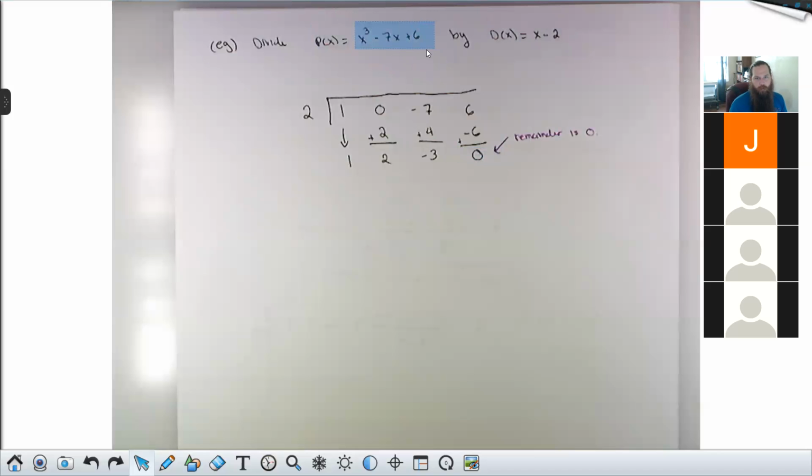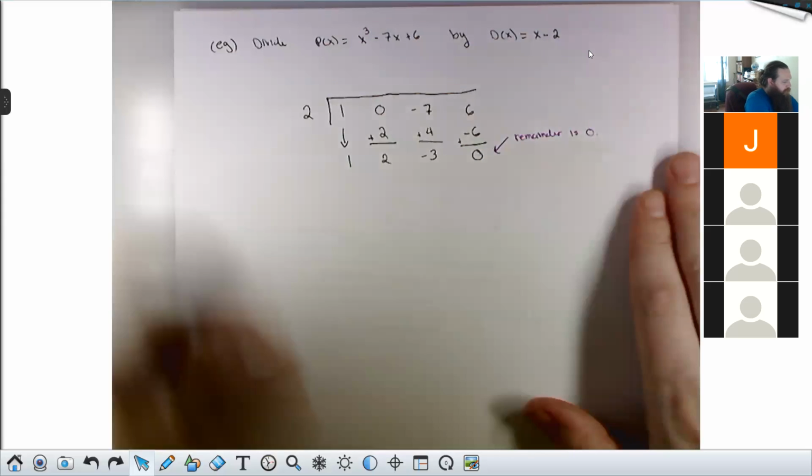So what does that mean about this polynomial? What can you tell me for sure is a factor of this polynomial? X minus 2. Yes. You see why this would be useful in factoring? It tells you a factor. Now you have to guess and check this one. That's the trick. And I've got a special theorem for you for that. But we're not there yet.